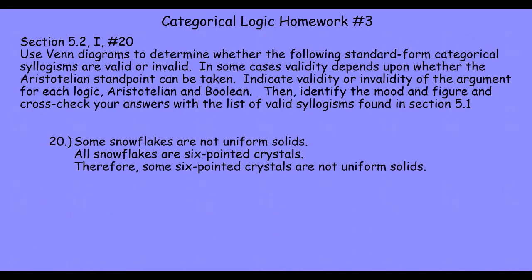Argument 20 is as follows. Some snowflakes are not uniform solids. All snowflakes are six-pointed crystals. Therefore, some six-pointed crystals are not uniform solids. So our first task will be to evaluate the argument for Boolean and Aristotelian validity using our Venn diagram technique, our effective decision procedure.